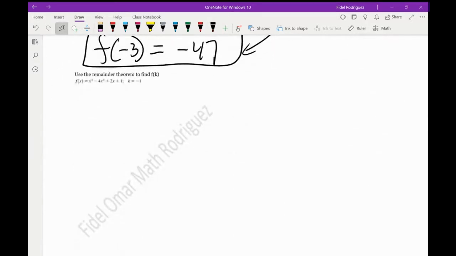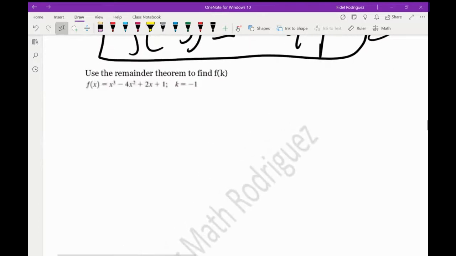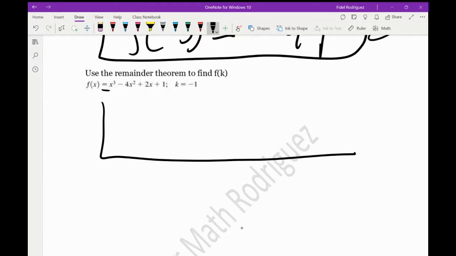So same thing is going to apply for this problem right here, guys. It says use the remainder theorem to find f of k. All right, so I'm going to do synthetic division one last time. I'm going to fill my numbers in. So 1, -4, 2, and 1. And remember, it's already in that form, k equals -1. So the sign has already been changed for me, okay?